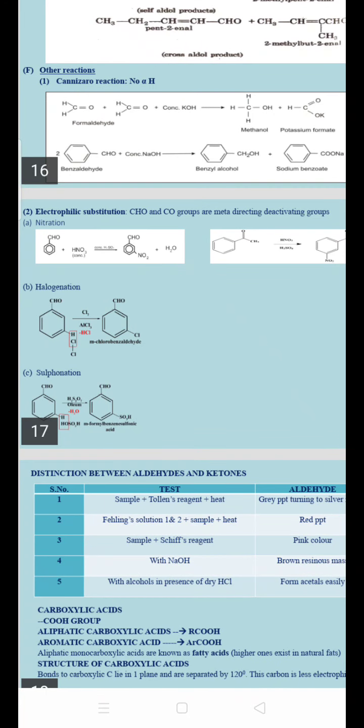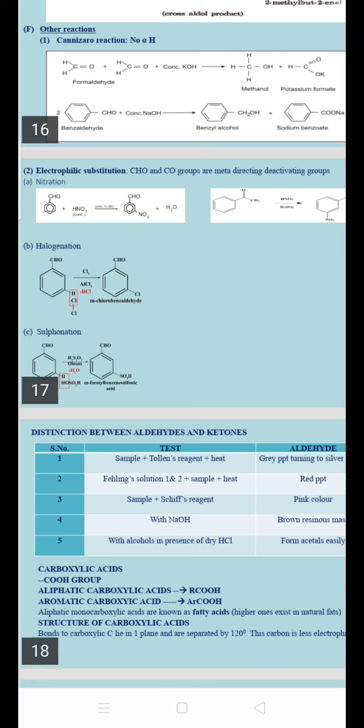And electrophilic substitution, where your aldehyde and keto groups are meta-directing groups, means what? Only in the meta positions will my substituents be added. The first reaction is benzaldehyde, that is benzene and CHO. I am adding nitric acid. So what will I get? I got meta-nitrobenzaldehyde. Finish.